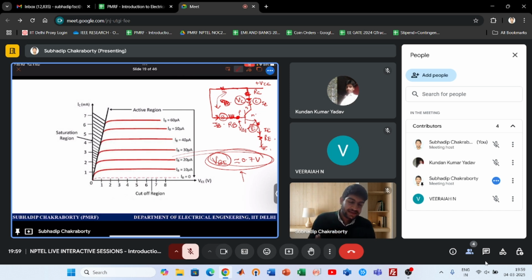Because it is forward biased, and in forward bias the only drop is the forward bias drop. In the diode also the PN junction drops around 0.7 volts. So 0.5 to 0.7 volts. Please keep that in mind.